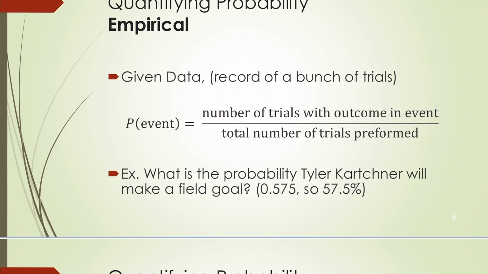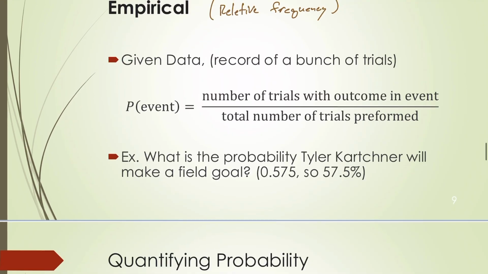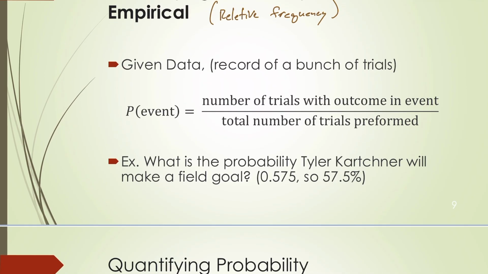Empirical now. Okay, so given data, this one requires data. This is also called the relative frequency approach. The way you compute this is you take the number of trials with the outcome in the event. So if the outcome is in the event that you are interested in, take that trial and add it to the tally. Then you divide by the total number of trials performed. Practical example here.